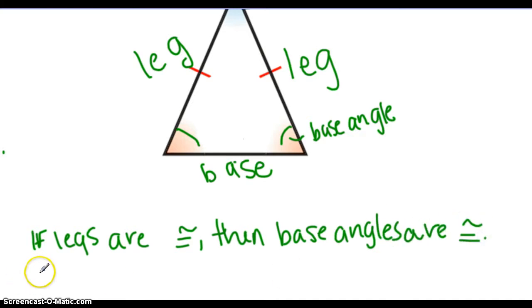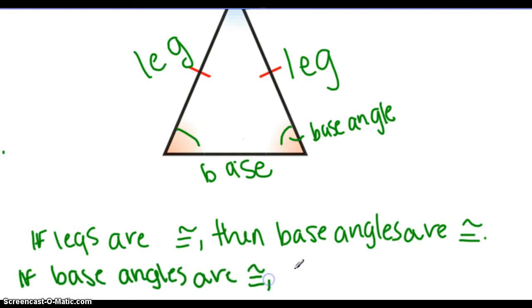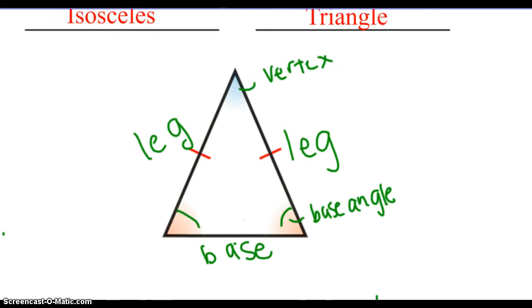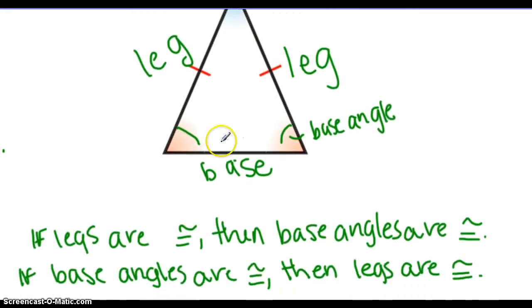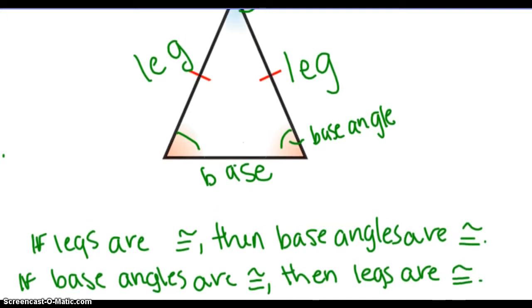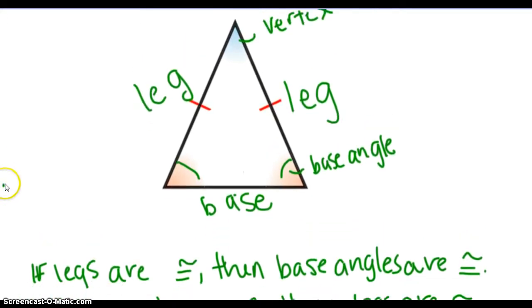And then obviously the converse will also work. So if base angles are congruent, then legs are congruent. Depending on the drawing, I can either put that the legs are congruent and therefore the angles are congruent, or I could just mark the angles congruent in the picture and then you would know it's an isosceles triangle. I know this seems fast, guys, but it is very important, and you will be tested on the parts of the isosceles triangle.